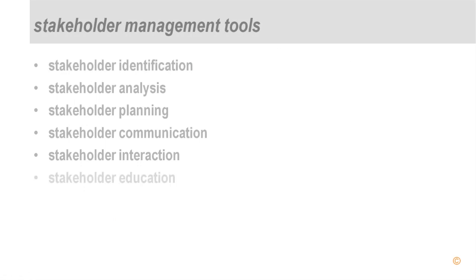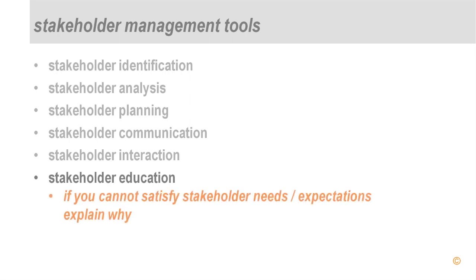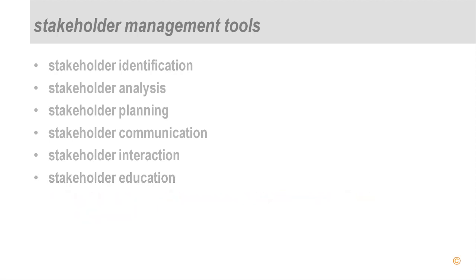Another important tool is stakeholder education. This is especially important if the system cannot satisfy an important stakeholder's need or expectation, and the system needs to explain to the stakeholder why it cannot do so, and literally educate them in the reason. So if a system tries to satisfy the stakeholder but can't, then it needs to educate them, and most stakeholders are not unreasonable. Other stakeholder management tools are concerned with enrolling stakeholders and creating alignment amongst them.